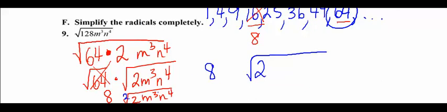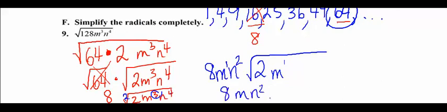Let's do the m. So 2 goes into 3 one time with 1 remaining inside. Now let's do the n. 2 goes into 4 2 times evenly, none remaining inside. So if you put that together, it's 8mn squared, square root of 2m, and that's the final answer that you get for that problem.